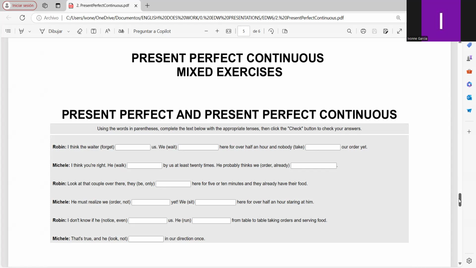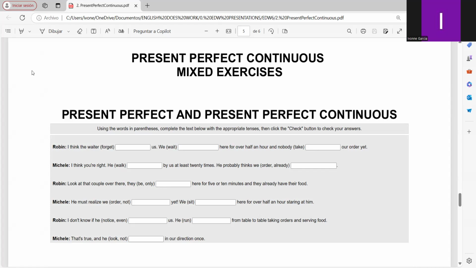I think the waiter forget, that's the verb, as we need to use wait here for over half an hour and nobody, we need to put take, the verb take in the right form, or order yet. So here we are in a restaurant and I'm talking with my partner. In this case, we have Robin and Michelle.